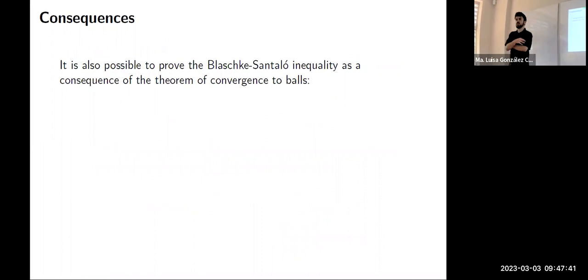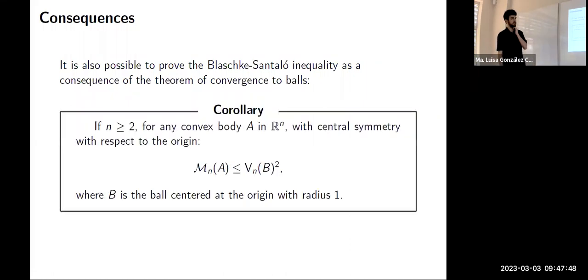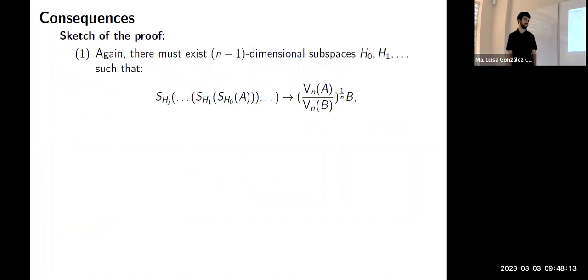Well, that's one consequence, but there's another one, which is the Blaschke-Santaló inequality, which is the following. It says that for any convex body A with central symmetry with respect to the origin, one has that the Mahler volume is less than or equal to the volume of the ball squared. Here B is the ball centered at the origin with radius 1. There are many other theorems, but we're going to do the sketch of that one.